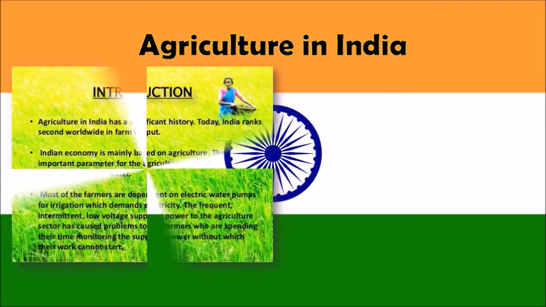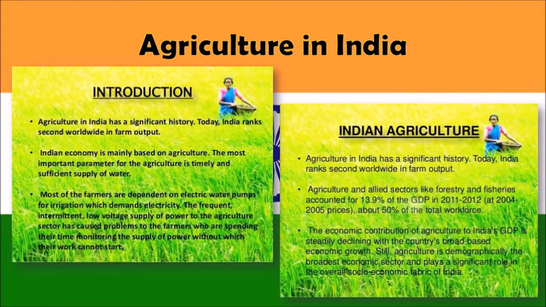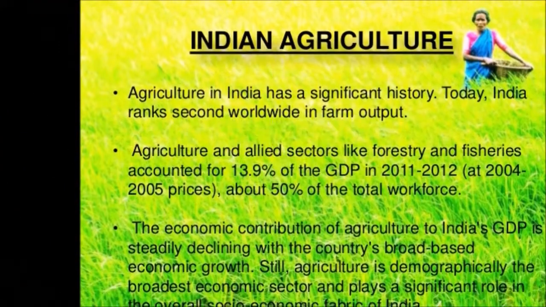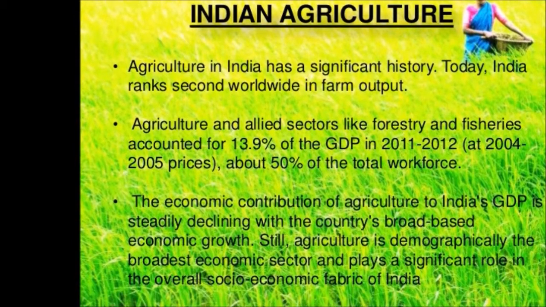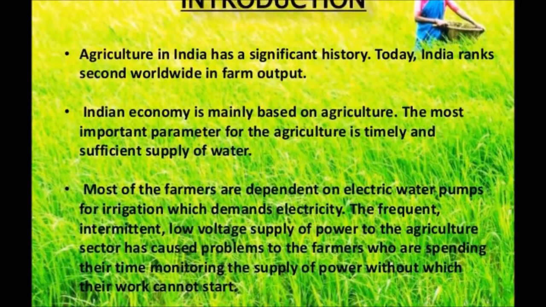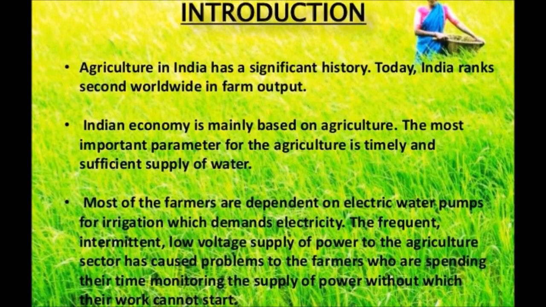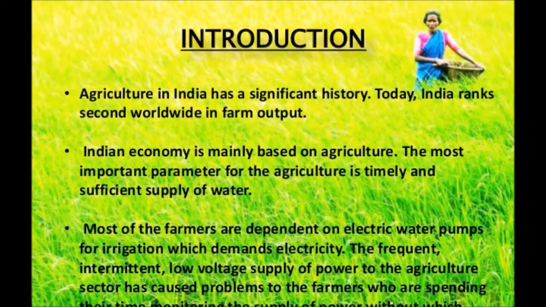Agriculture in India has a significant history. Today, India ranks second worldwide in farm output. India's economy is mainly based on agriculture. The most important parameter for agriculture is timely and sufficient supply of water. Most of the farmers are dependent on electric pumps for irrigation, which demand electricity.